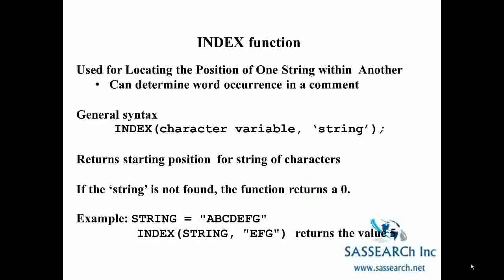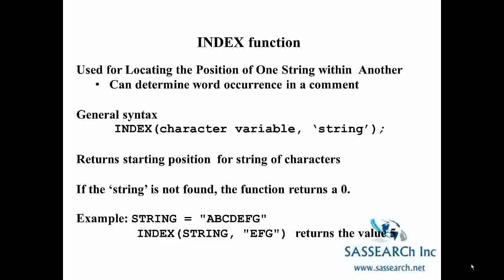The last function I'm going to talk about, and we'll look at in the SAS demonstration video, is the index function. And the index function is used for locating the position of one string within another. So you can determine word occurrence in a comment. So the general syntax is index, and then within the parentheses, character variable, so some character string, and then in quotes the specific string you're looking for. And what the function returns is the starting position for that string of characters. If the string is not found, then the function returns a 0.